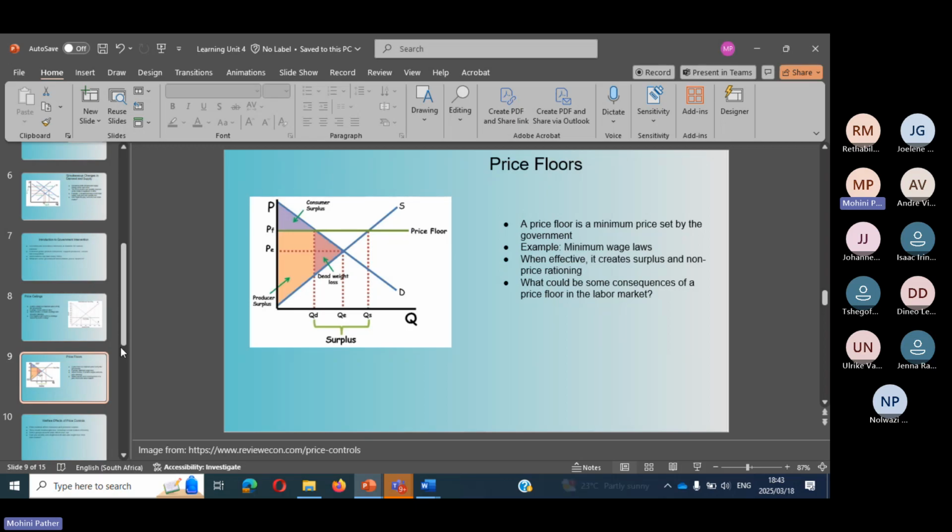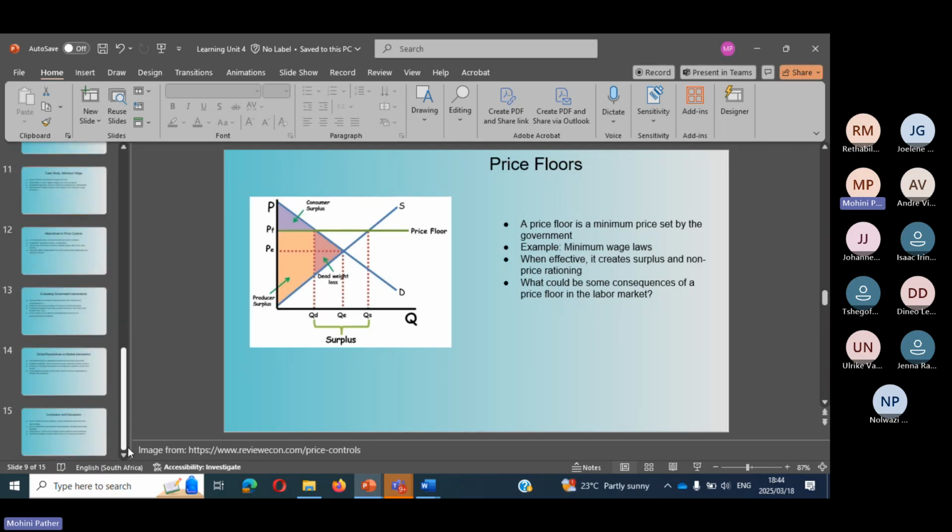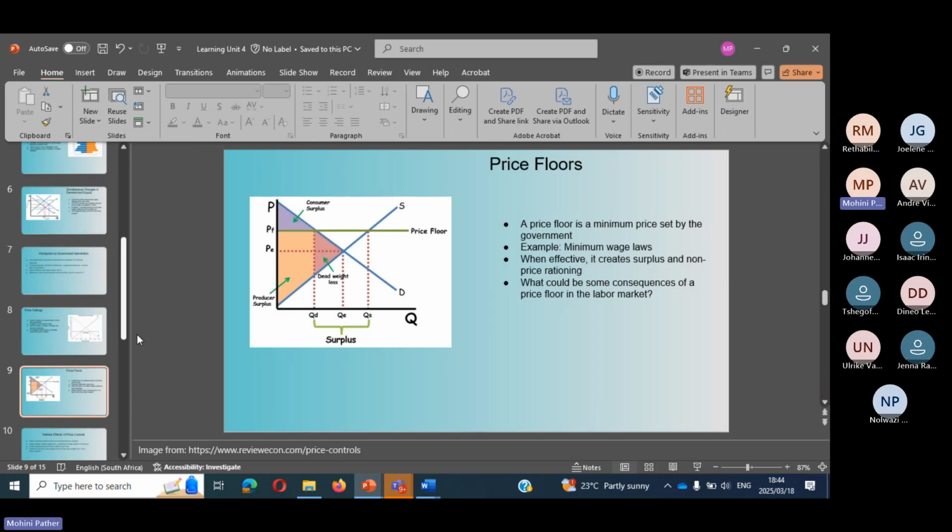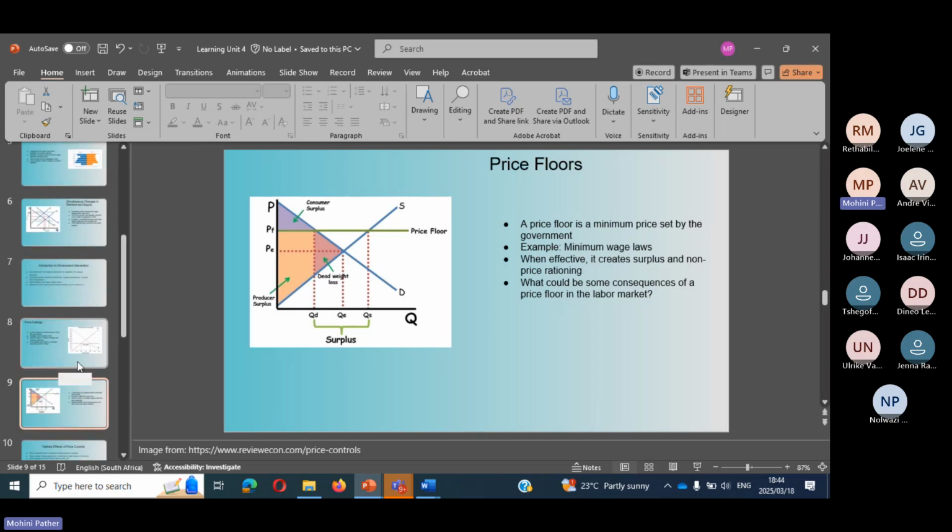I do look at price controls. I just want to make sure I do cover price ceilings. Do I not cover price ceiling? Oh, there it is. Sorry. Price floors.